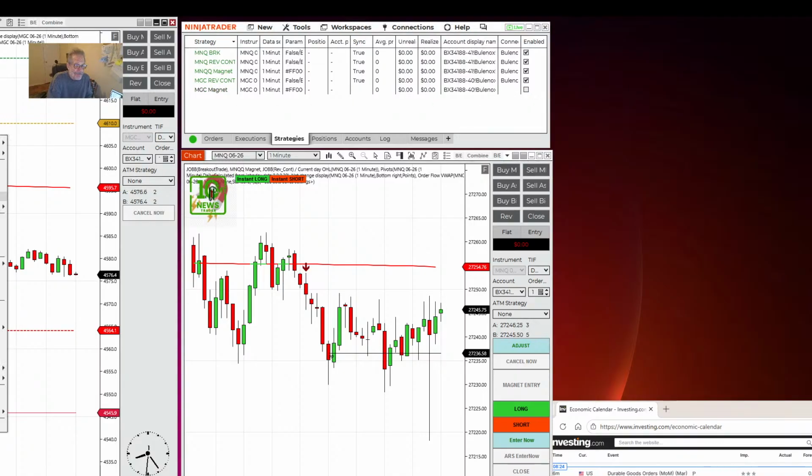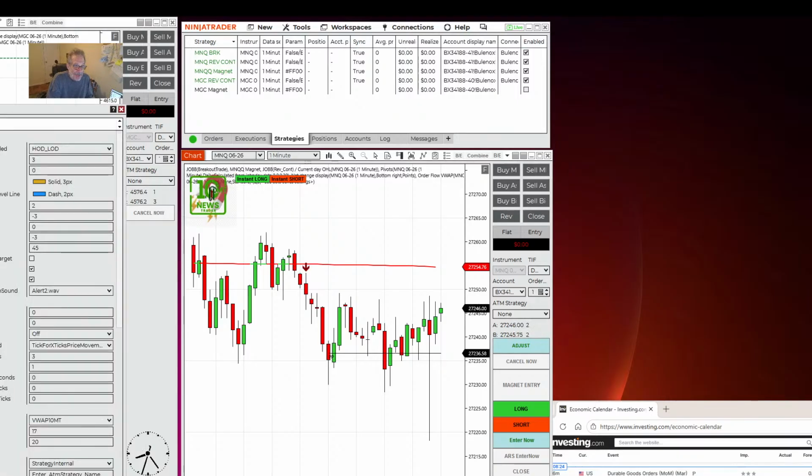I'll show you. Inside the magnet software, there are a variety of different setups you can set up. High of day, low of day. We had two contracts, one position. And our target is default, minus 3. That means what I said before, plus or minus 3 ticks before it gets to the magnet. We have a stop of 45, 5 ticks.